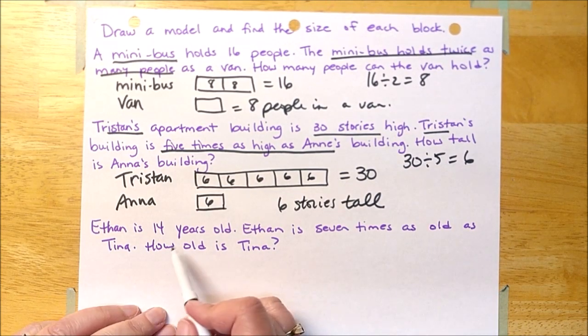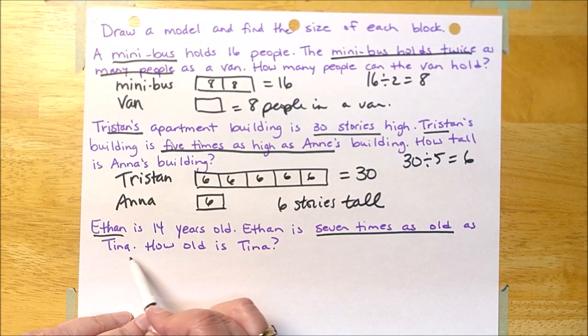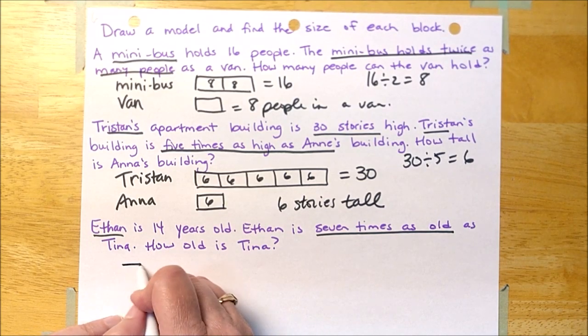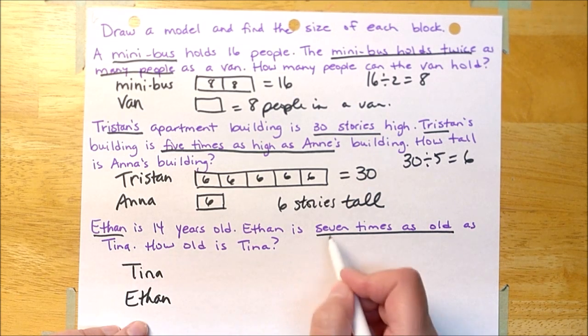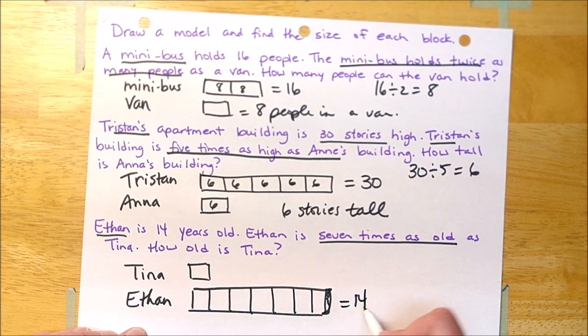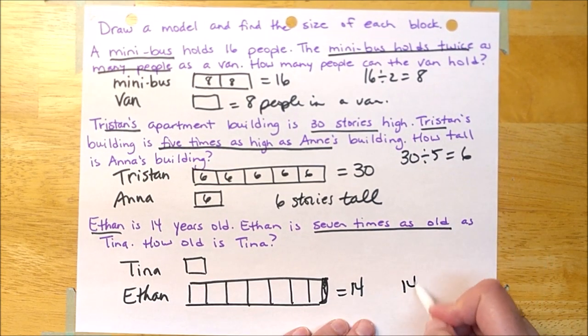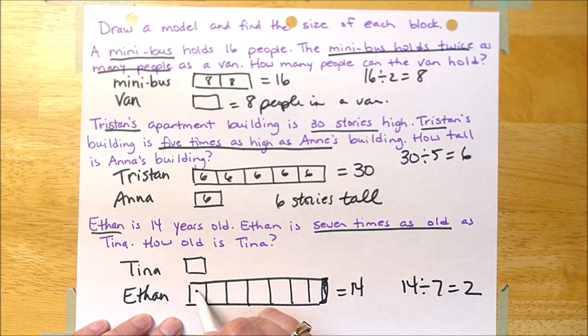Ethan is 14 years old. So we got Ethan. Ethan is 7 times as old as Tina. So how old is Tina? So we got Tina and we got Ethan. We know that Ethan is 7 times. Okay, so we got 7 times. 1, 2, 3, 4, 5, 6. That's 7. Tina is right there. And we know that Ethan is 14. So 14 divided by 7 equals 2. So that means each box is 2.